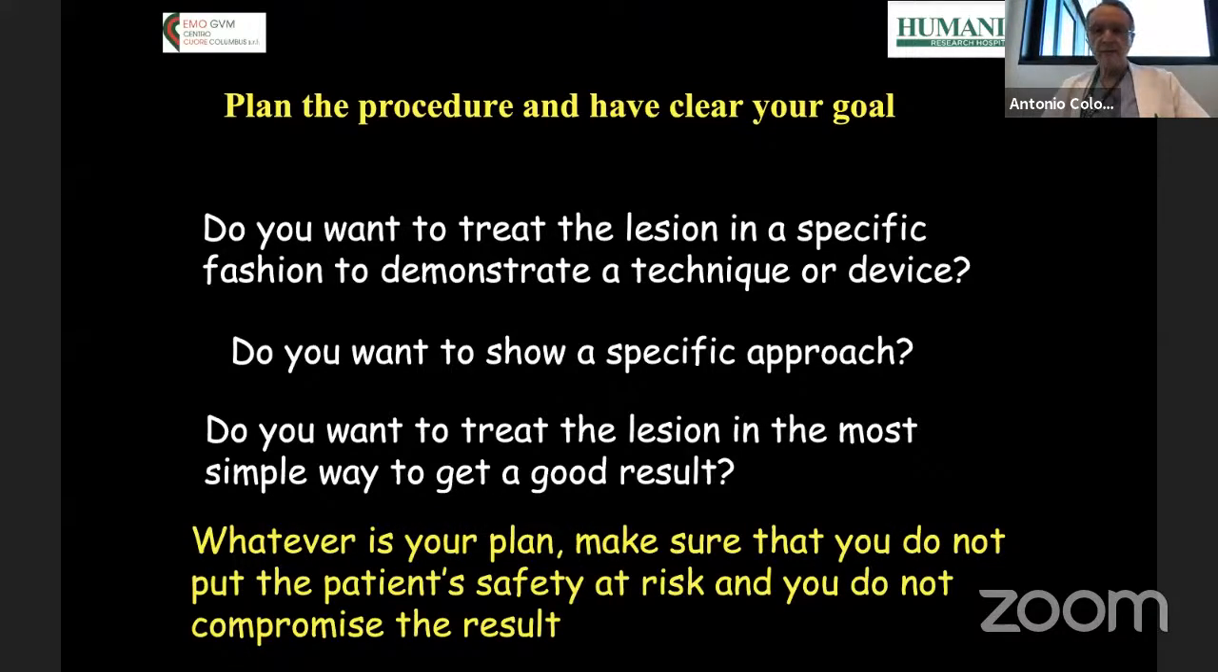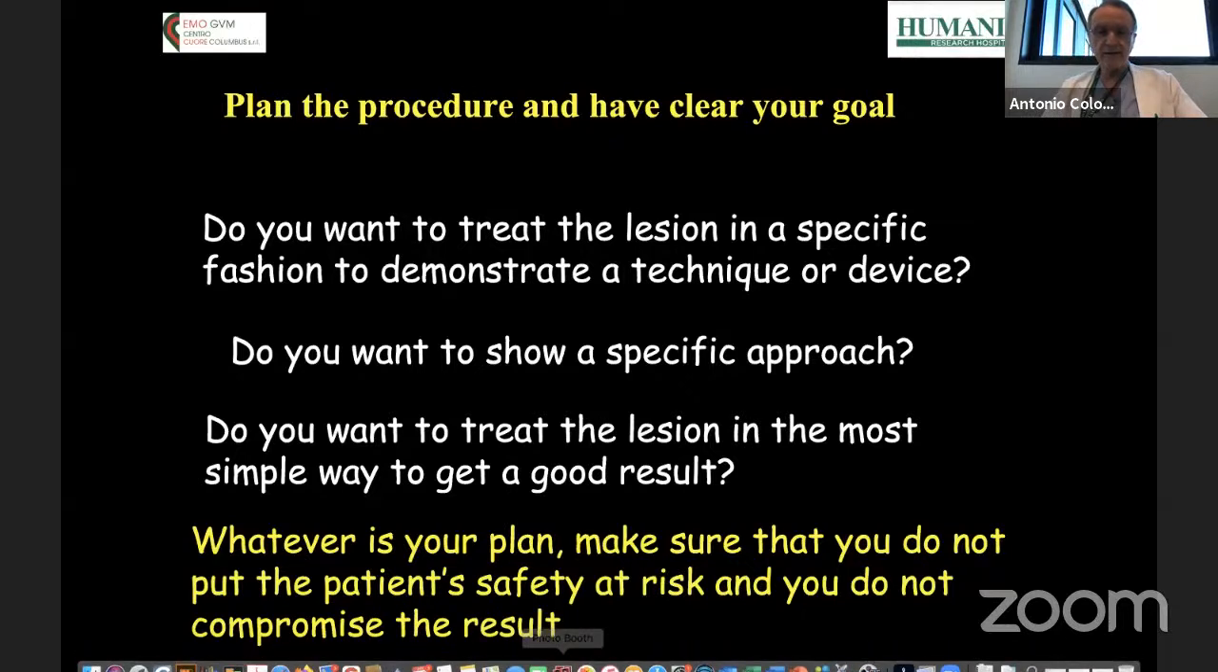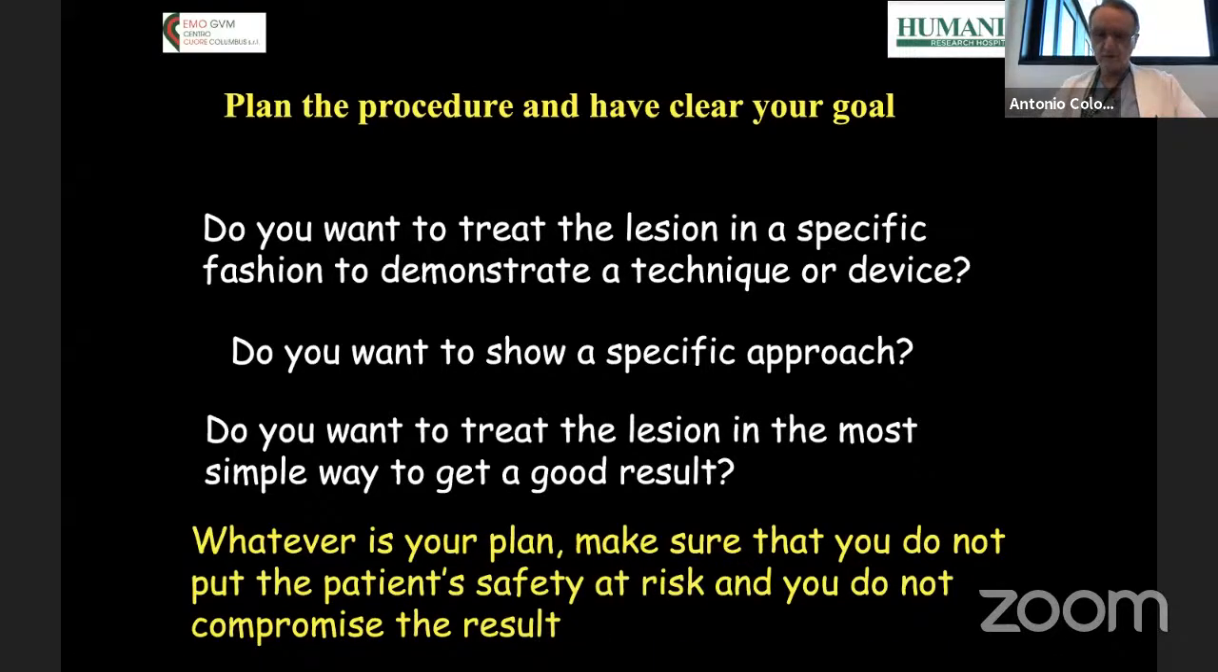Whatever your plan is, make sure that you do not put the patient's safety at risk and you do not compromise the result. So, safety and result. You cannot be safe unless you also get a result, because the best way to be safe is doing nothing. So if you want the result, you have to have the result, not only safety.